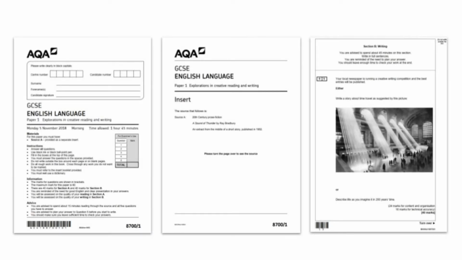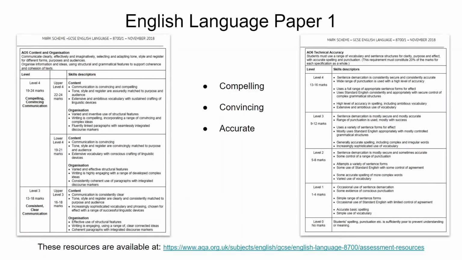English Language Paper 1 asks a series of questions based on a given excerpt. This sample paper uses a snippet from the excellent A Sound of Thunder by Ray Bradbury. Section B has a task thematically similar to the text in Section A, this one being time travel. Before we start planning, what are the examiners looking for, and what does that mean for us in writing creative, and in this case speculative, fiction?